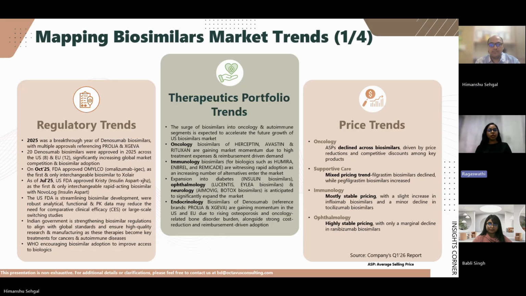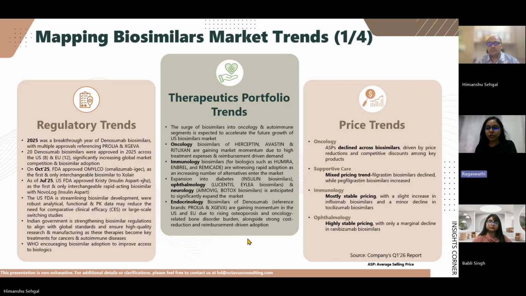Coming to the therapeutic portfolio trends, the current trend is huge for oncology and immunology biosimilars. In the last few years, we could see multiple biosimilars in the oncology therapeutic area for Herceptin, Avastin, and Rituxan. The same thing is happening in the immunology portfolio as well, with multiple biosimilars for Enbrel, Remicade, and Humira. After these two therapeutic portfolios, the next we could talk about is endocrinology biosimilars, with multiple biosimilars launched for denosumab, that is, for the reference biologics Prolia and Xgeva.